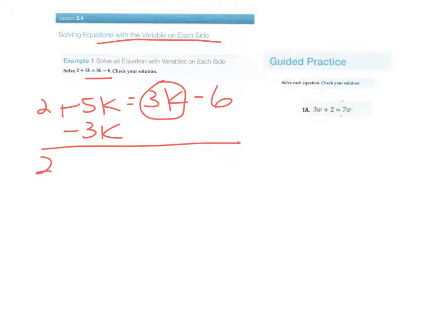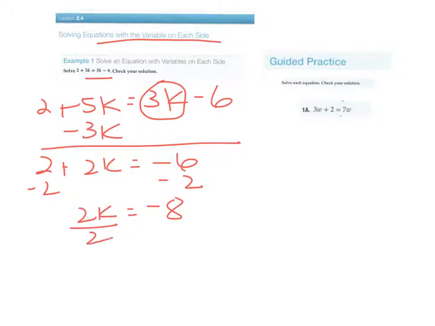By doing that, I then get 2k equals negative 6. And then I have to move this number over. So this would be a minus 2. So I get a negative 8. And now I can divide by 2 to get my answer, which is negative 4.